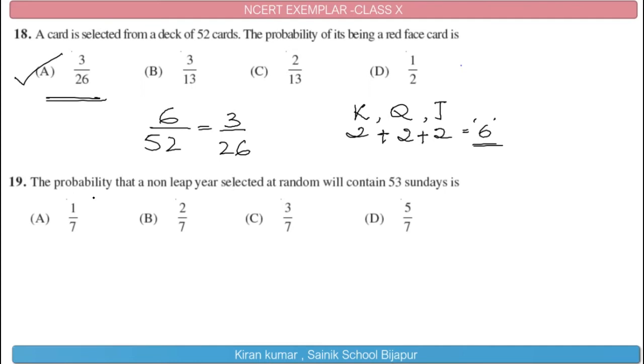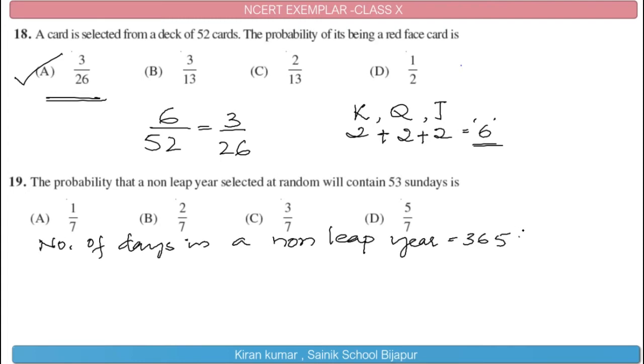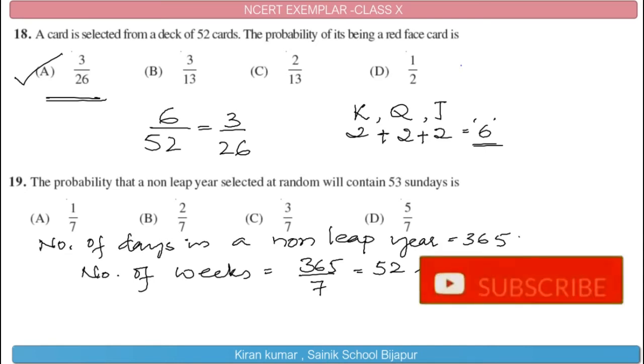Remember, when it is a non-leap year, the number of days will be 365, and the number of weeks will be 365 upon 7, that is 52 1 upon 7. It means that there will be 52 weeks and 1 day is left out.